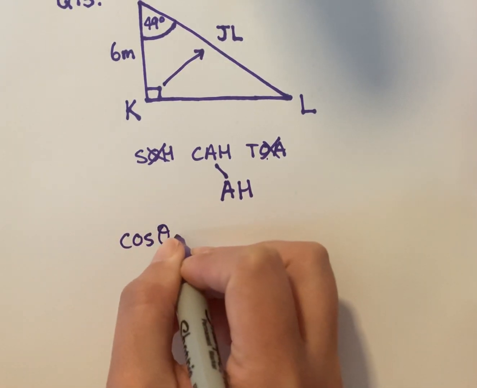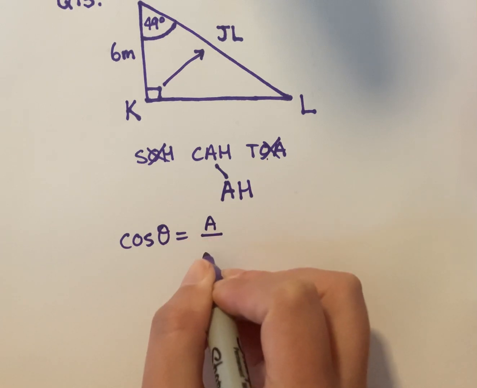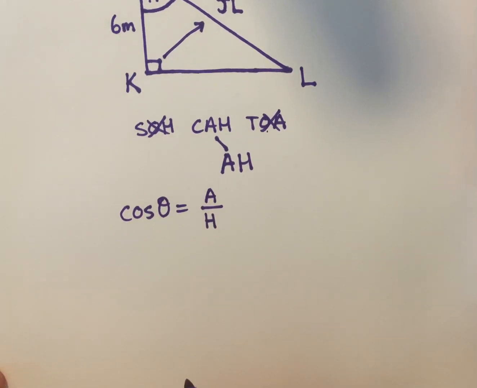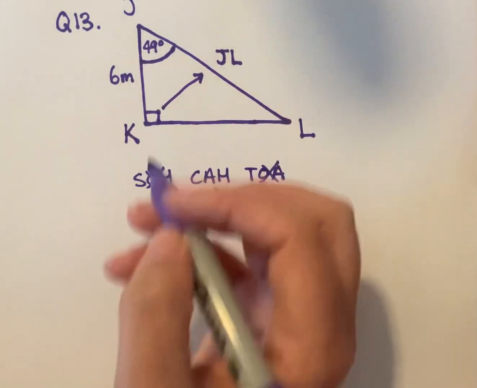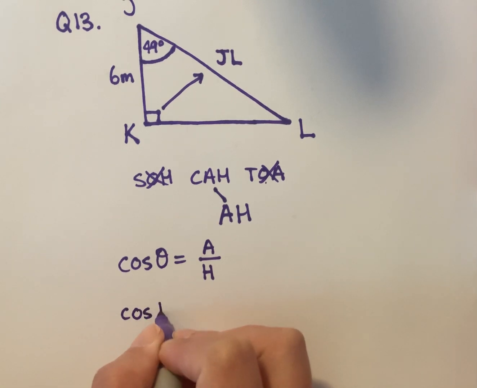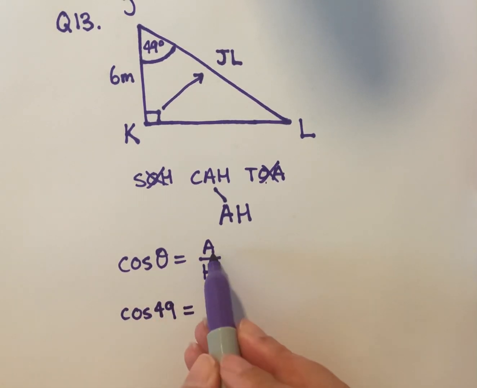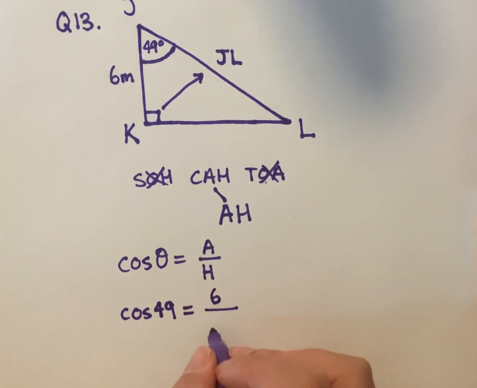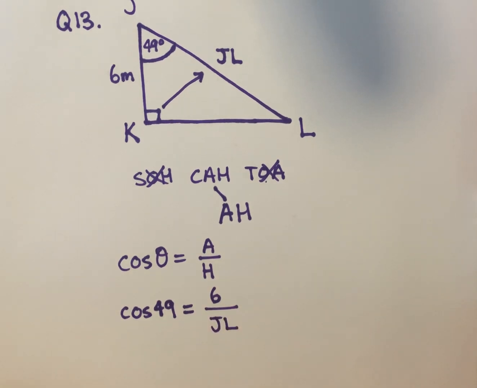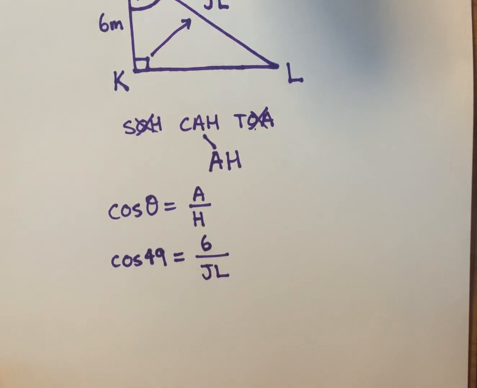So we'll write out the cosine ratio. Cos of an angle is equal to the adjacent side over the hypotenuse. We can plug in our values. Our angle is 49 degrees. Our adjacent side was 6 meters. And our hypotenuse, well, that's what we're trying to find, and we just called it JL. So now we just need to solve this equation for our unknown, which is JL. That's just one term there, JL. It can be the same as X or H or whatever. It doesn't matter that it's 2 letters. We're treating it as one term.